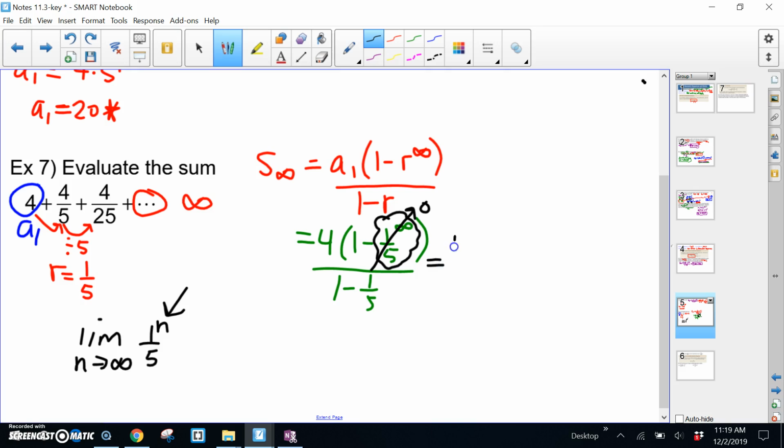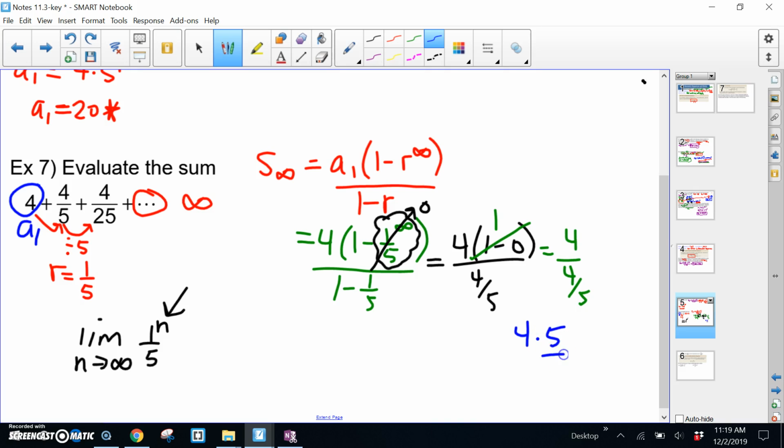And if you do that, you'd have 4 times 1 minus 0 over 1 minus 1/5, which is 4/5. Well, of course, 1 minus 0 is just 1. And so 4 times 1 is 4. We have 4 over 4/5. If you're going to divide fractions, you can multiply by the reciprocal. 4 times 5/4. The 4's cancel. You're left with just 5.